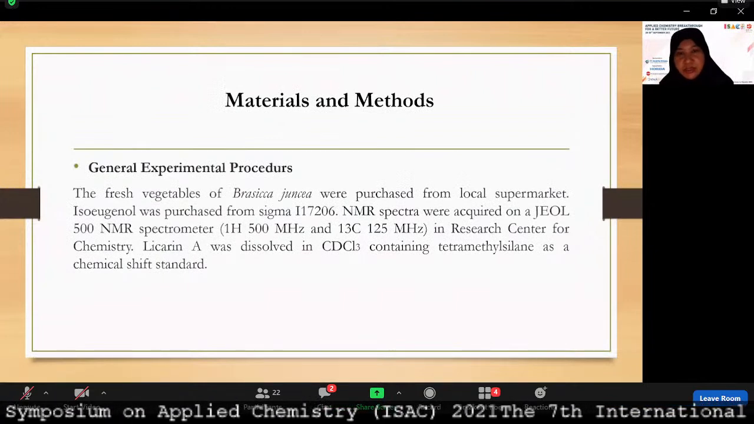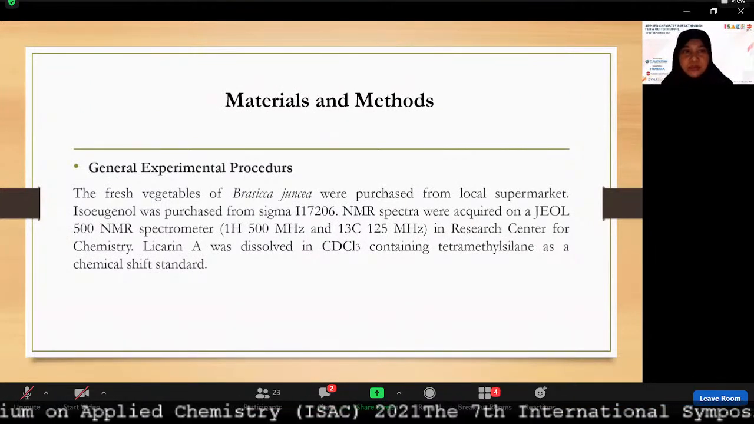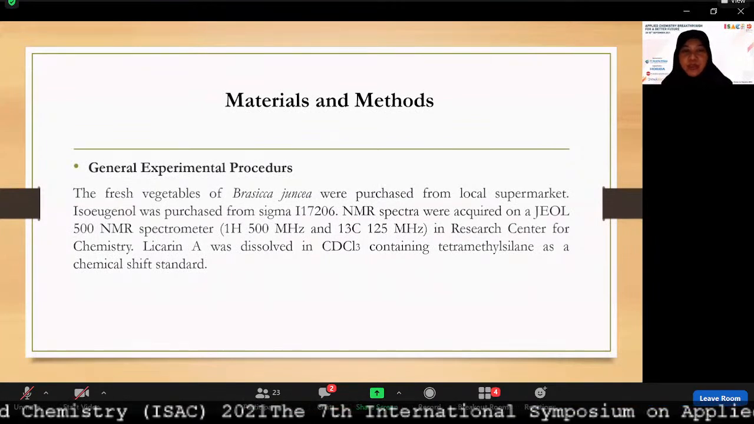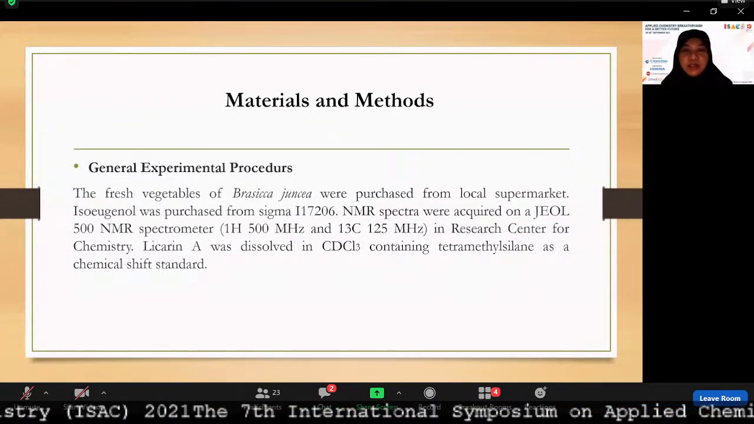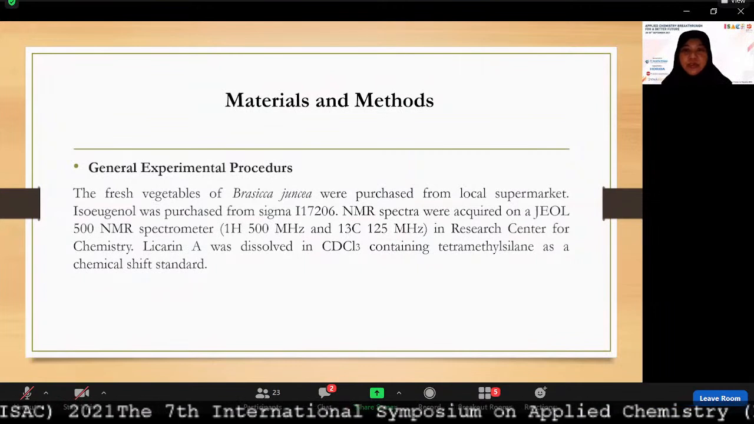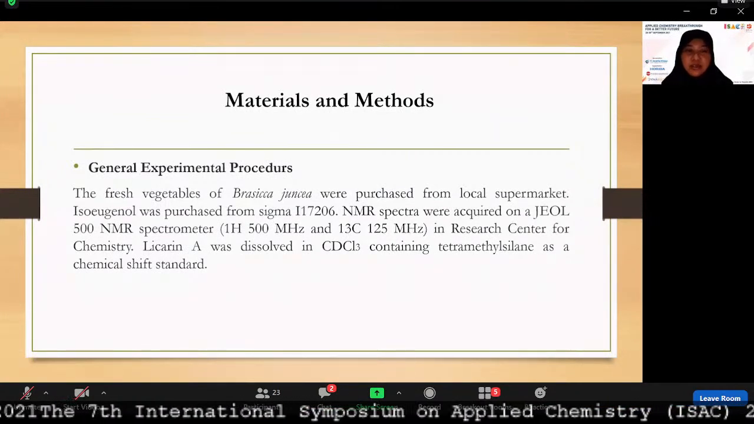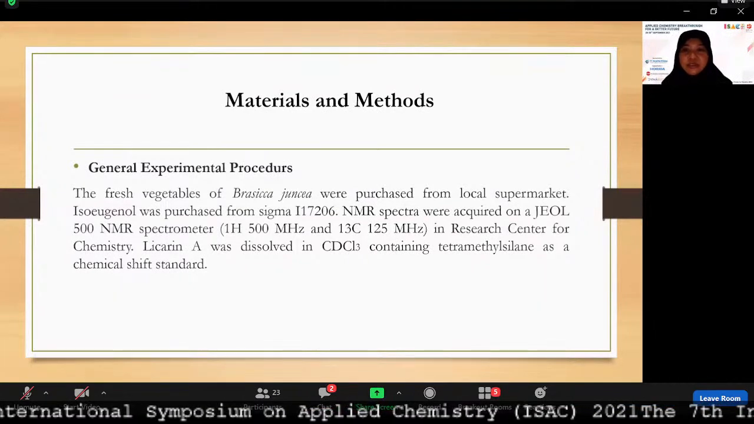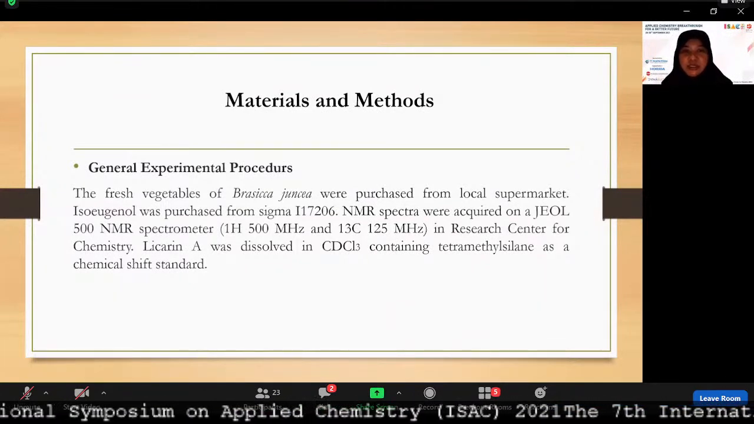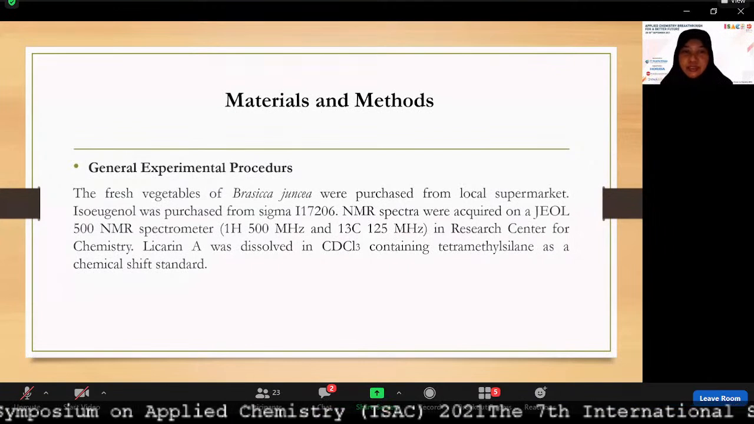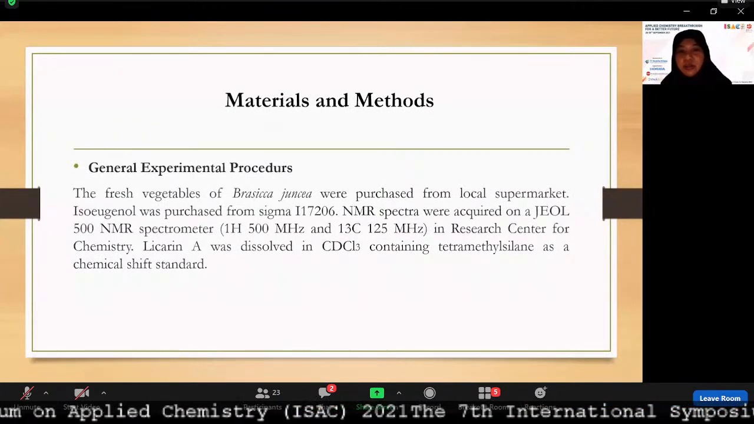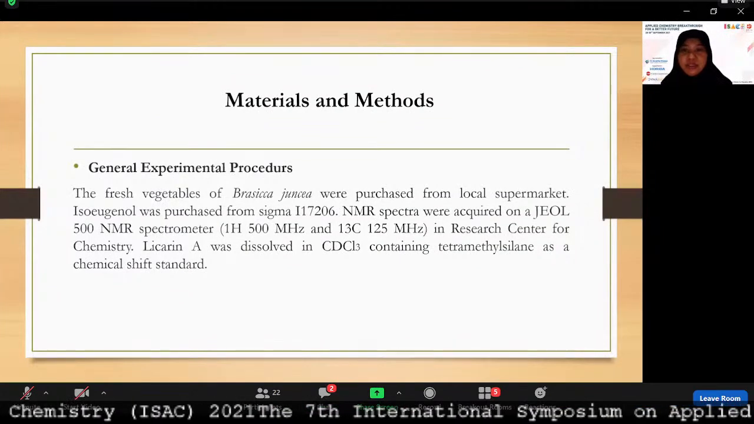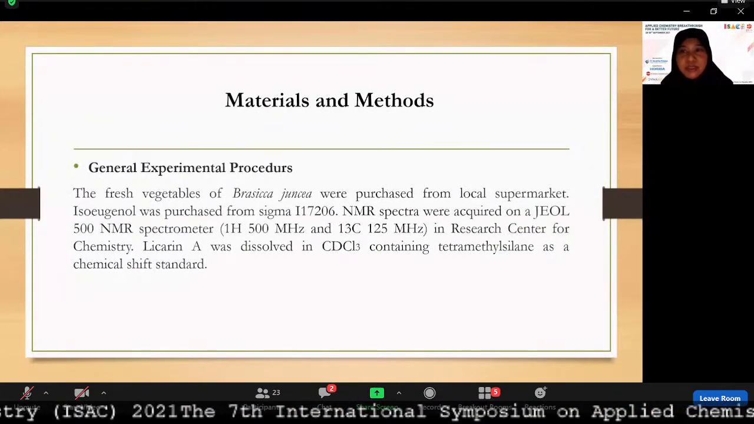Materials and methods are as follows. First, general experimental procedure. The fresh vegetable of Brassica juncea was purchased from a local supermarket. Isoeugenol was purchased from Sigma, and NMR spectra were acquired on a JEOL spectrometer in Research Center for Chemistry. Licarin A was dissolved in CDCl3 containing tetramethylsilane as a chemical shift standard.